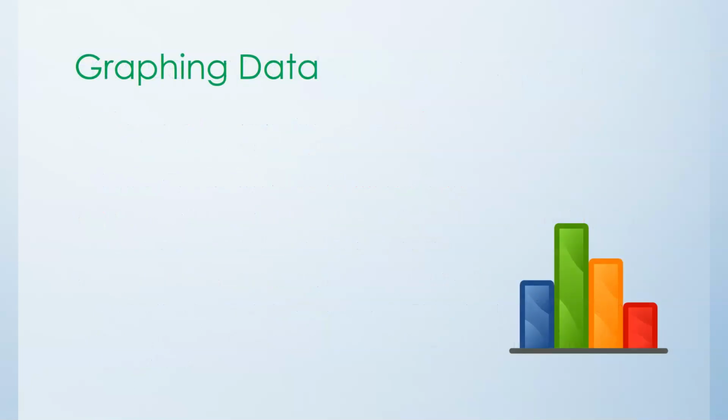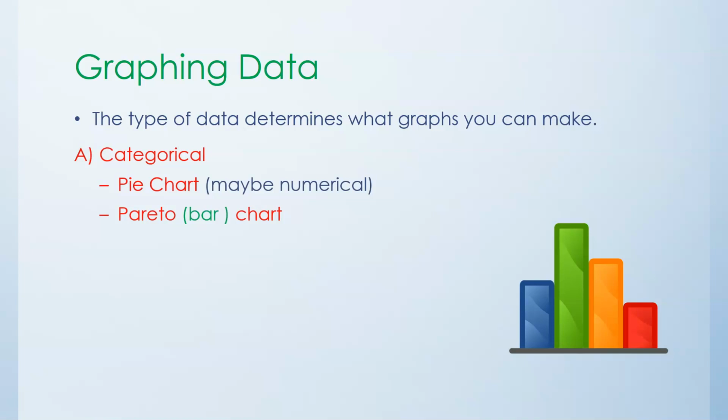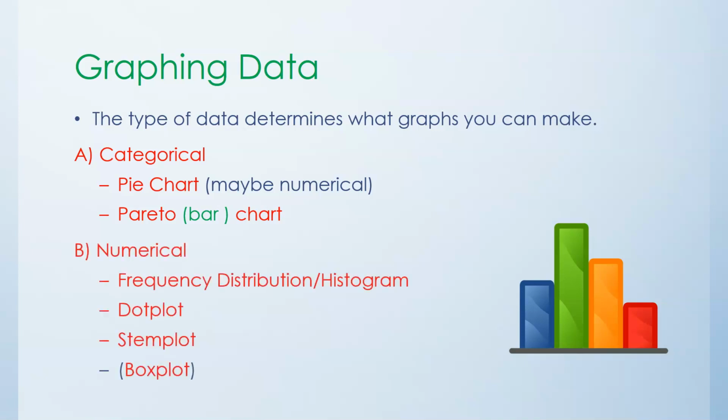So to graph this categorical data, we really have two main options. A pie chart. Pie charts can also work on numerical data, but it's primarily categorical. And then a Pareto chart, which is a fancy word for a bar chart. Now, if we have numerical data, we have many other kinds of plots that we'll look at. But because we're looking at categorical right now, let's look at a Pareto chart. And this is just a fancy name for a bar chart.